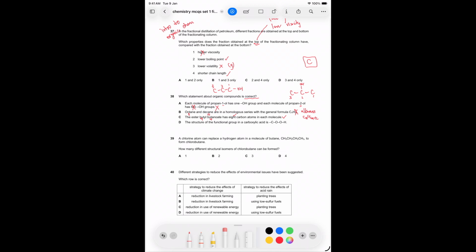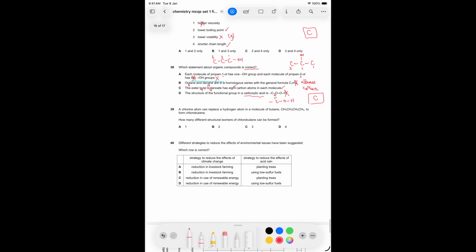Alright, so let's look at option D. The structure of the functional group of a carboxylic acid is COH. It looks correct, but actually it's not. For a carboxylic acid, the functional group actually has a double bonded O, then O, then H. That is the correct one. So the answer will be C.